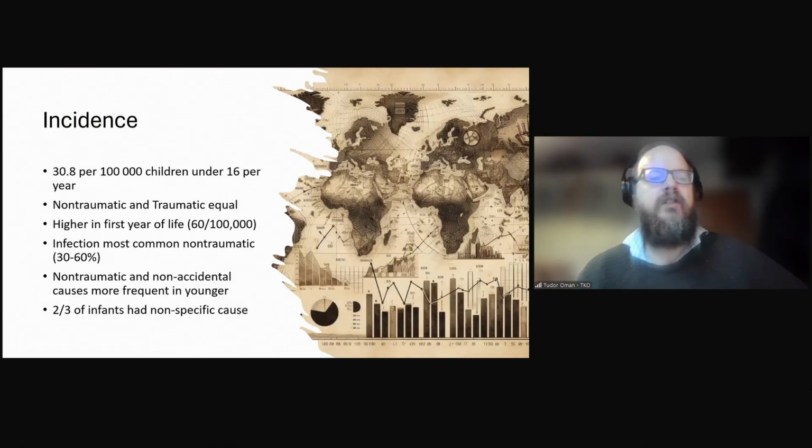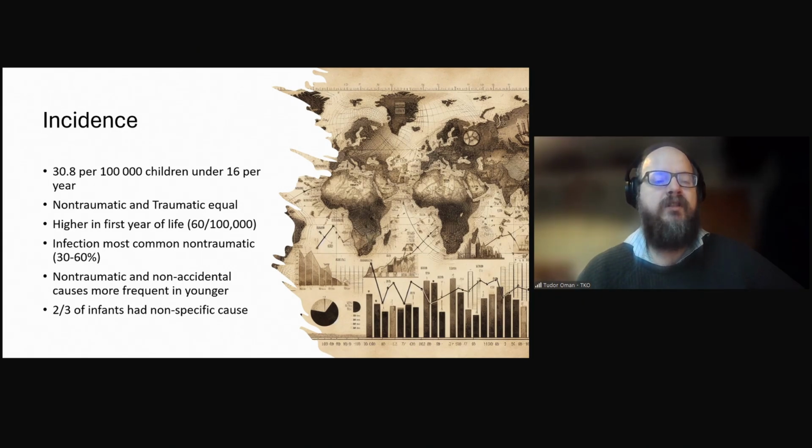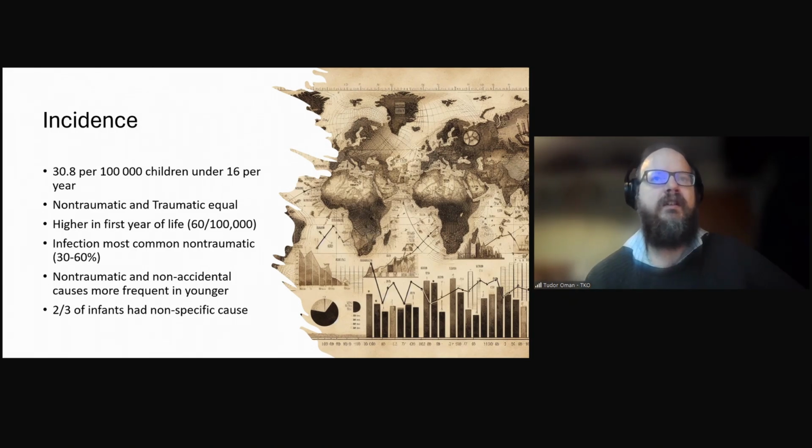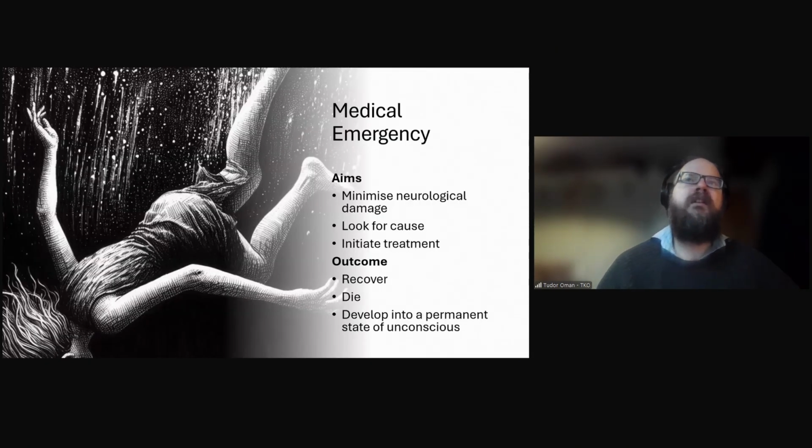So the incidence is about 30.8 per 100,000 children under 16 years. Non-traumatic and traumatic are similar numbers, but because non-traumatic is a larger group by itself, it's the most common, higher in the first year of life. Infection is the most common non-traumatic cause, and non-traumatic and non-accidental causes are more frequent in younger children. I thought this was an interesting figure, that two thirds of infants had no specific cause identified for their decreased level of consciousness.